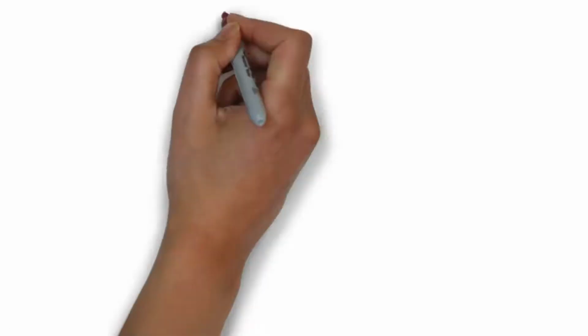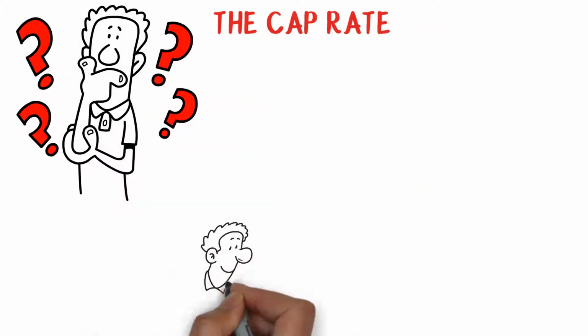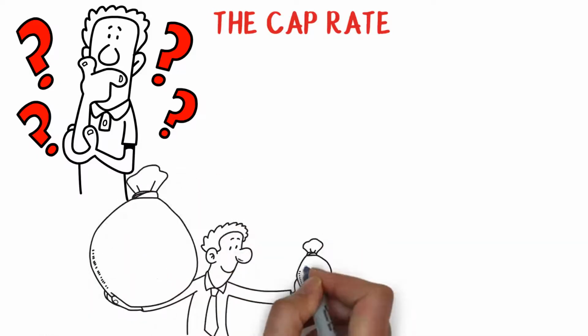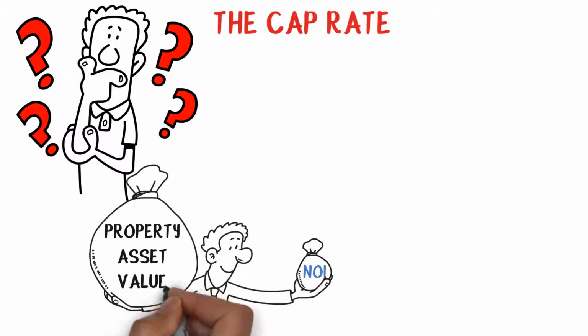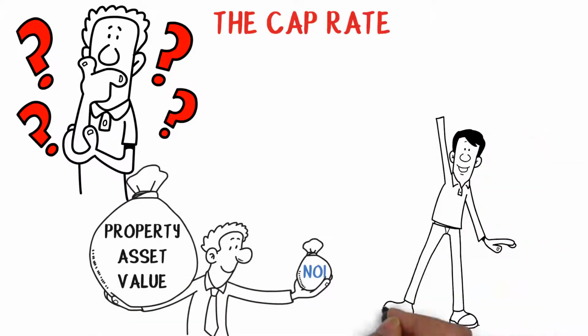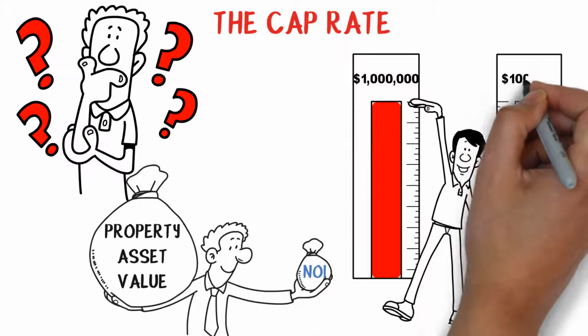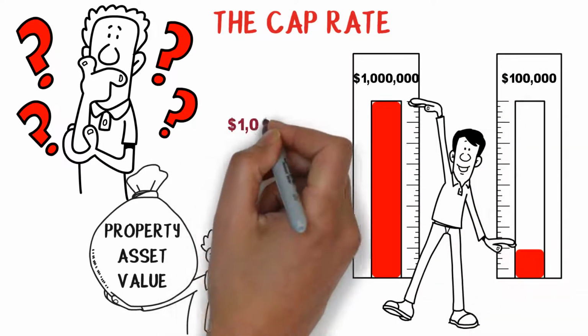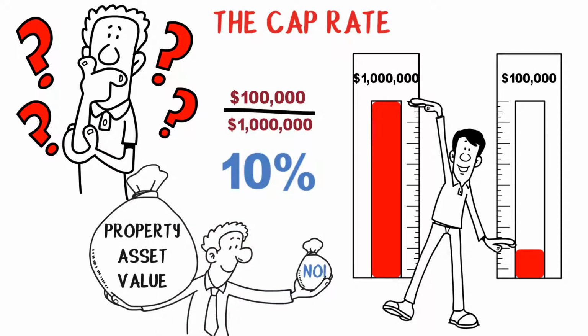First, you want to look at what is known as the cap rate. What is a cap rate? The capitalization rate, often just called the cap rate, is the ratio of net operating income, NOI, to property asset value. So, for example, if a property recently sold for $1 million and had an NOI of $100,000, then the cap rate would be $100,000 over $1 million, or 10%.